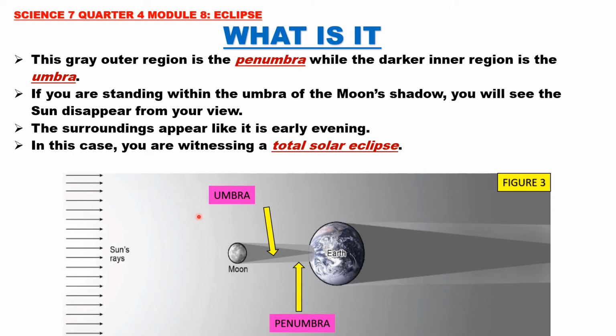During a solar eclipse, the moon casts two shadows on Earth. The umbra gets smaller as it reaches Earth. It is the dark center of the moon's shadow. The penumbra gets larger as it reaches Earth. If you are standing within the umbra of the moon's shadow, you will see the sun disappear from your view. The surroundings appear like it is early evening. In this case, you are witnessing a total solar eclipse.